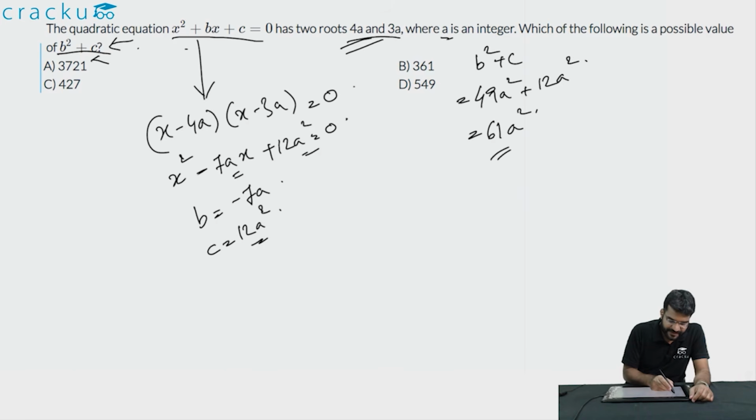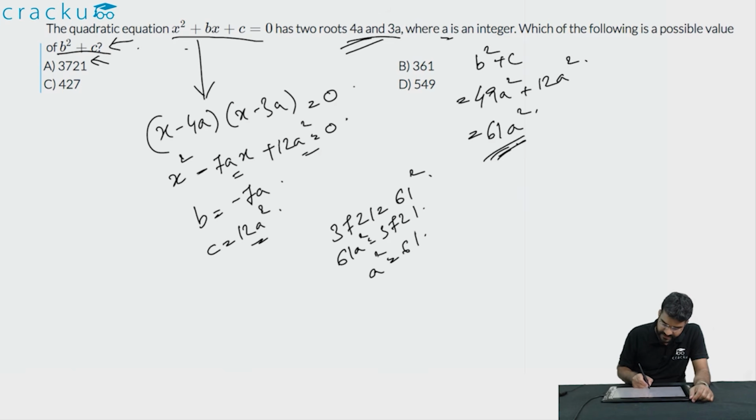In this case, for example, 3721 is equal to 61 square. So if 3721 is equal to 61 square, it would mean that because this also equals 61a square, 61a square is equal to 3721, or a square is equal to 61. But a is an integer, so a square cannot be 61 because root of 61 is not an integer. So this is not a valid option.